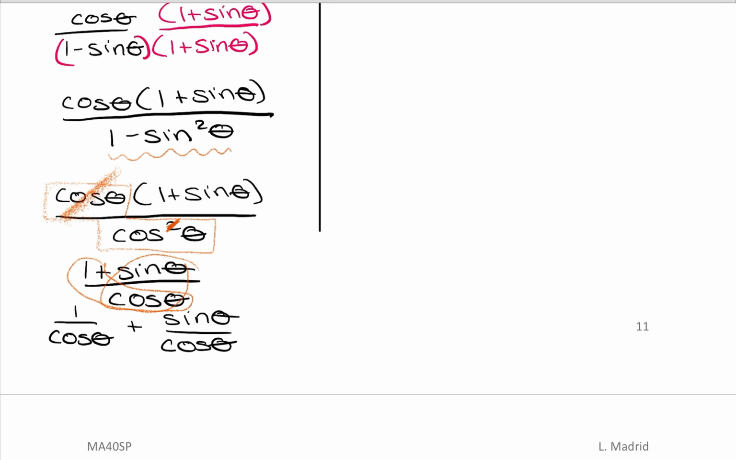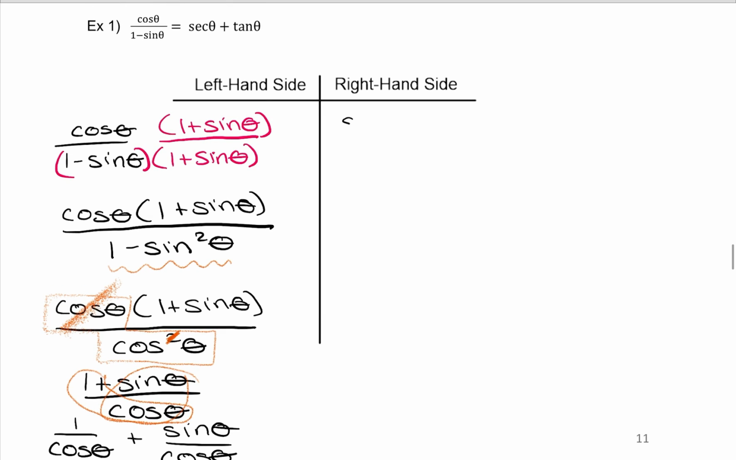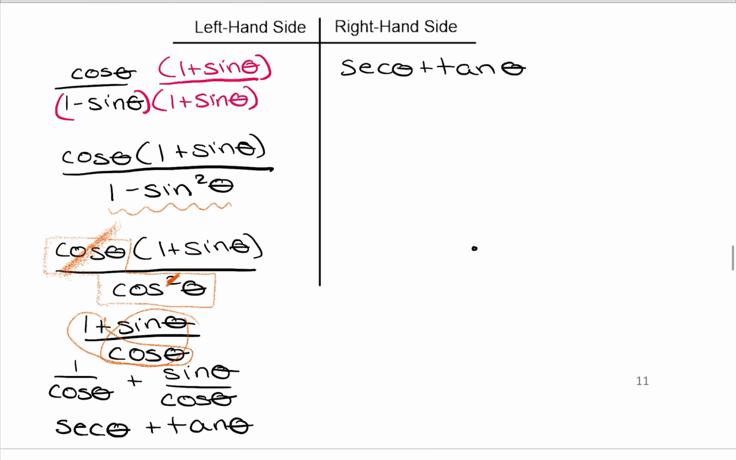1 over cos theta is a reciprocal function. It can be rewritten as secant theta, plus sine theta over cosine theta, that's just tangent theta. What you should notice at this point is that our very last line on the left-hand side already equals what we started with on the right side. So we can then say we have proven this identity, the left-hand side equals the right-hand side.